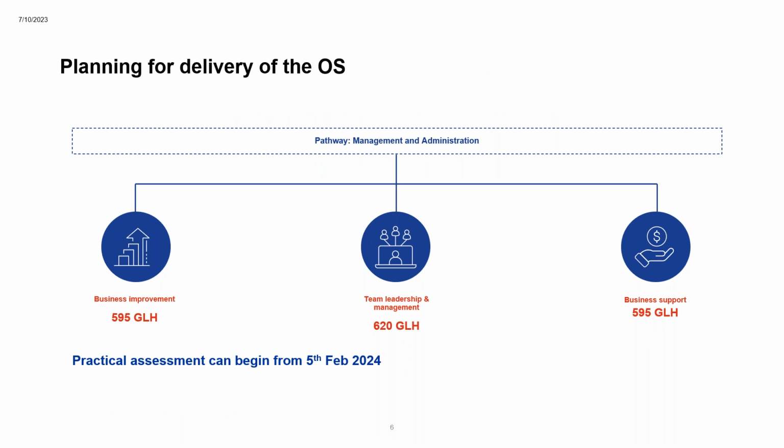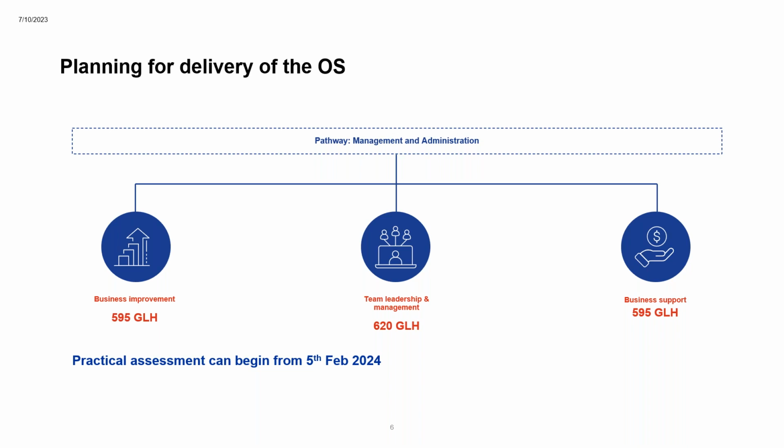Now, what we've got to point out here is that from September, you will start delivery. There are slightly different guided learning hours attributed to the 3 different specialisms. So we just want to point this out at this stage. The business improvement and business support have 595 guided learning hours attributed to them, whereas team leadership and management is slightly bigger. It's only by 25 guided learning hours, but still 620 guided learning hours has been given to team leadership and management.